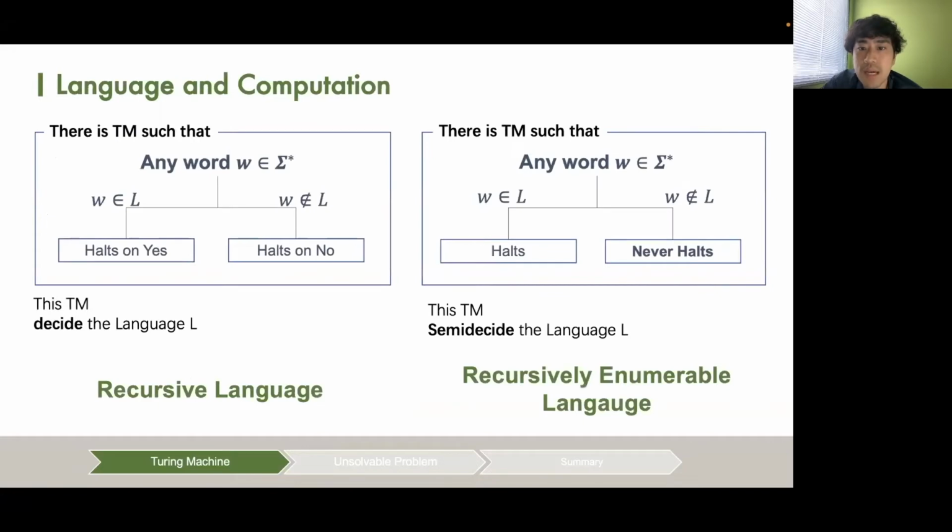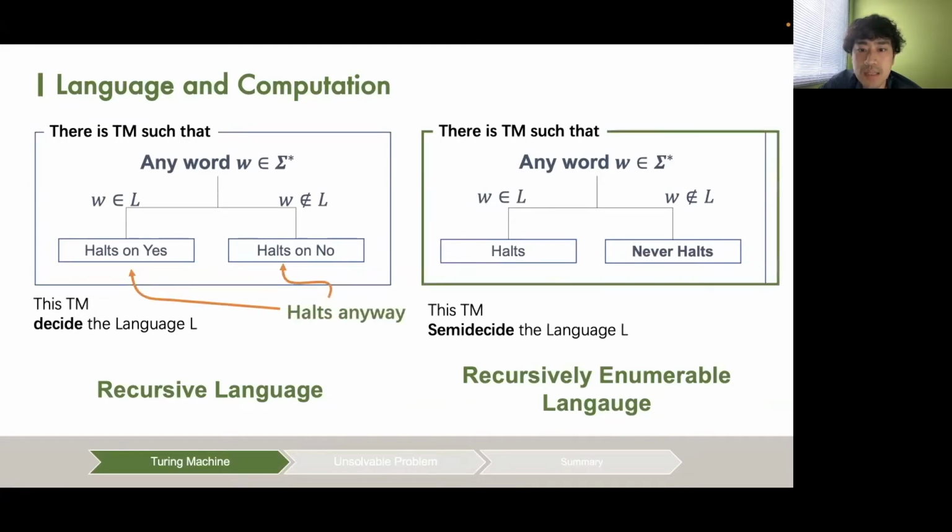Okay, so let's talk about language. What is the corresponding language to Turing machine? Turing machine can define two different kinds of language. First, let's look at the language space defined by a Turing machine that always halts. Suppose that there is a Turing machine such that if an input is a word in a language L, then it halts on the yes state. On the other hand, if an input is not a word in the language L, then it halts on the no state. Then we say that this Turing machine decides the language L, which is called recursive language. Please note that the Turing machine always halts whether or not an input belongs to a language L.